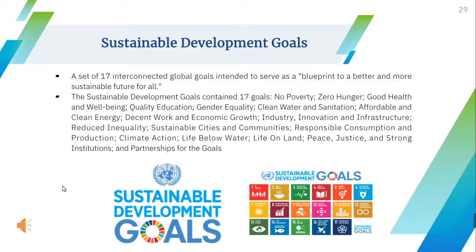The Sustainable Development Goals consist of 17 goals, which are no poverty, zero hunger, good health and well-being, quality education, gender equality, clean water and sanitation, affordable and clean energy, decent work and economic growth, industry, innovation and infrastructure, reduced inequalities, sustainable cities and communities, responsible consumption and production, climate action, life below water, life on land, peace, justice and strong institutions, and partnerships for the goals.